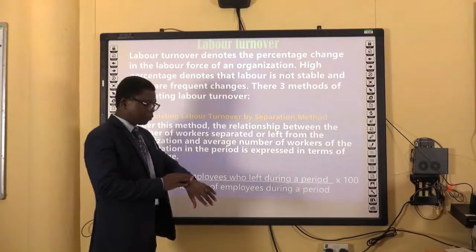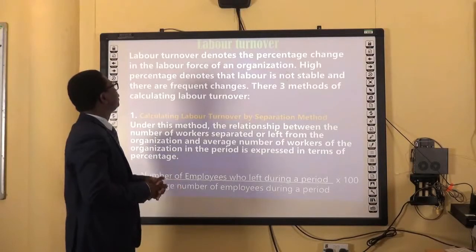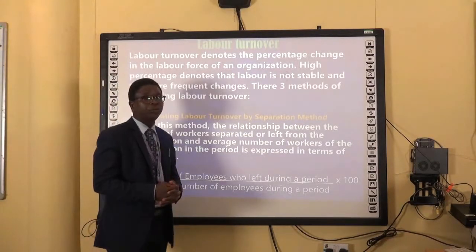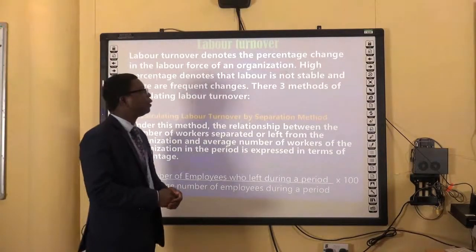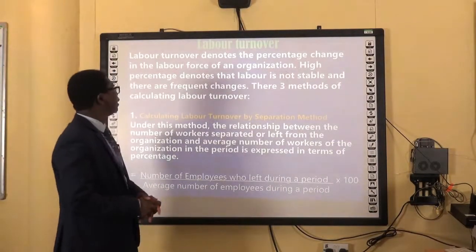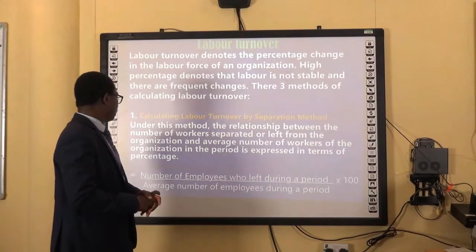We look at labor turnover. Labor turnover denotes the percentage change in the labor force of an organization over a period of time. A high percentage denotes that labor is not stable, and there are frequent changes. There are three methods of calculating labor turnover.